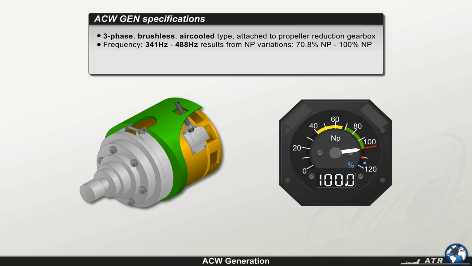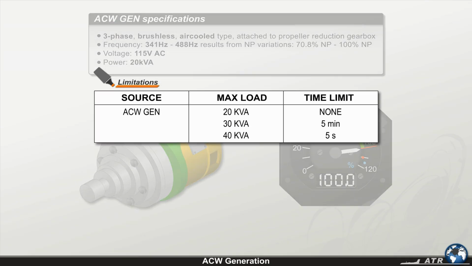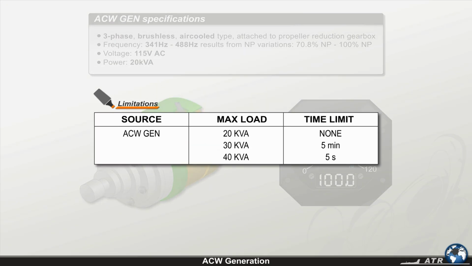Each of the generators provides 115 volt AC and is rated to deliver 20,000 volt ampere for continuous operation. In this table you can find the load limitations of the AC wild generators, including the respective time limits.